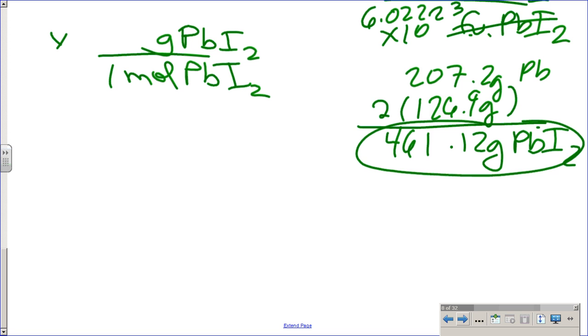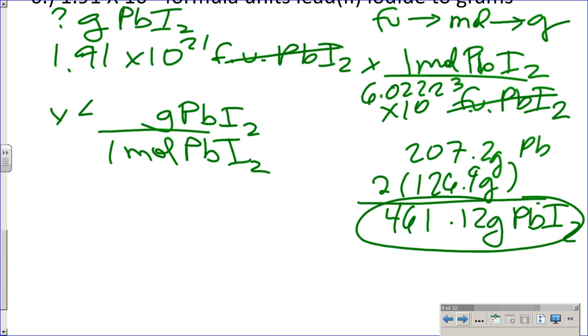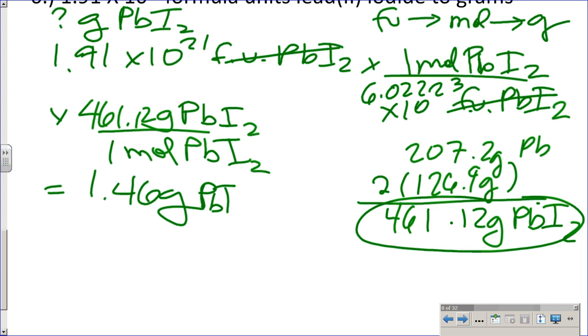So that right there pops up here. 461.12 grams. Everything cancels except for grams, and you wanted grams, right? Because you were at the top that you wanted it. So you should have 1.46 grams of lead 2 iodide.